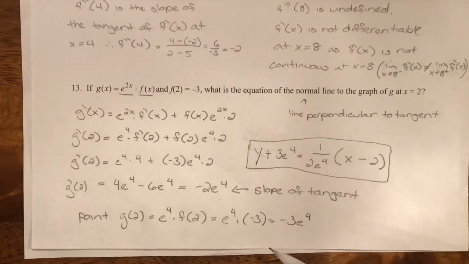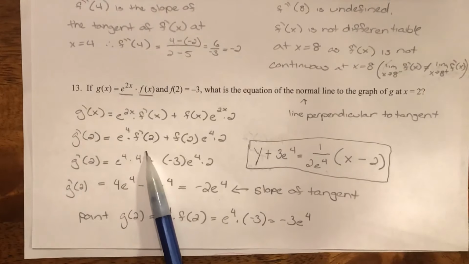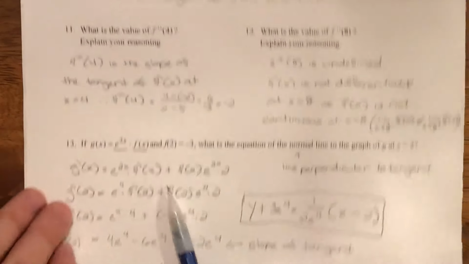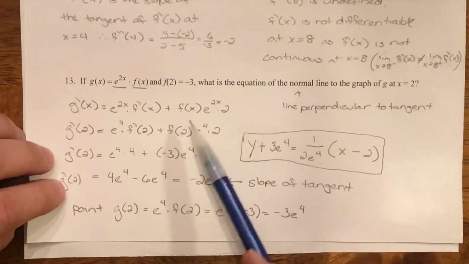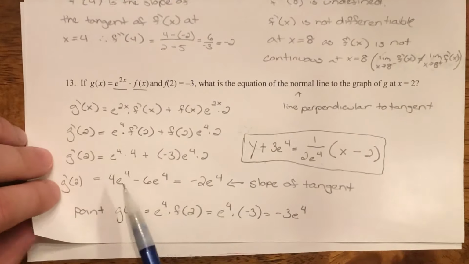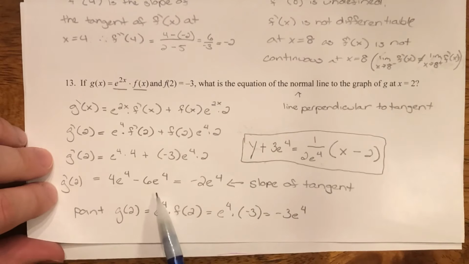The thing about this is that people will wonder where this came from. The f prime of 2 came from right up here. F prime of 2 is 4. Everything else was either you're just substituting in or you're given this. Also, I put these together: 4e to the 4th minus 6e to the 4th.